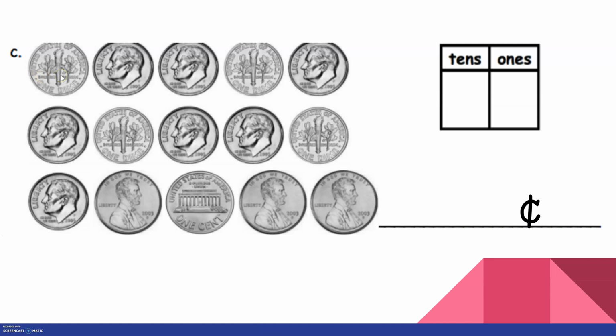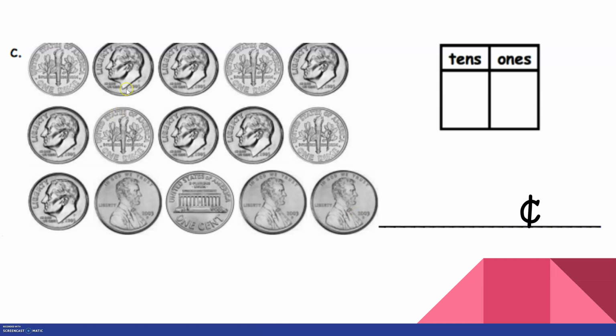So let's count. 10, 20, 30, 40, 50, 60, 70, 80, 90, 100, 110. Now, this is a penny, so I don't want to count by tens anymore. So this is 110, 111, 112, 113, 114. Did you get 114 cents? Thumbs up if you did.